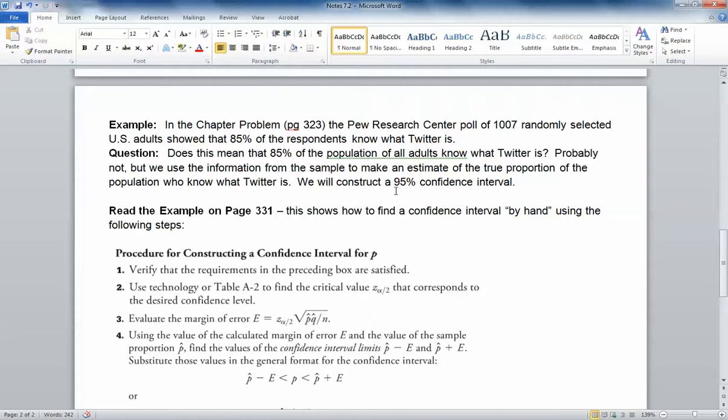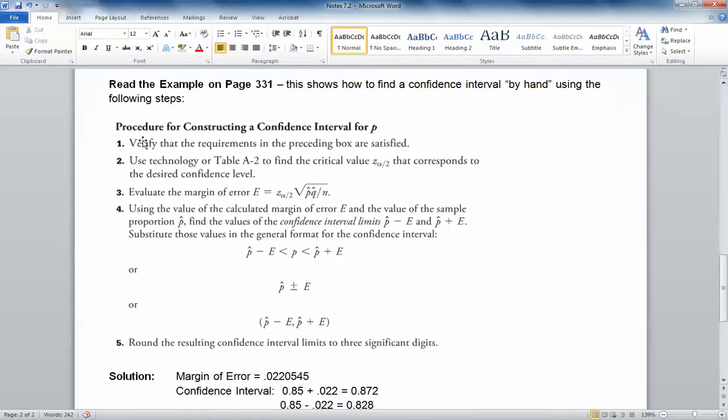And what we do is construct a 95% confidence interval, which we'll interpret at the end. So to do this by hand, read the example on page 331. This will help you with the understanding of what we're finding. You first verify requirements in the preceding box are satisfied. That means verify that, first of all, you have a random sample. You have to verify, secondly, that the conditions for a binomial distribution are satisfied. Those are the 4 conditions listed back in chapter 5. And you have to verify that you have at least 5 successes and 5 failures.